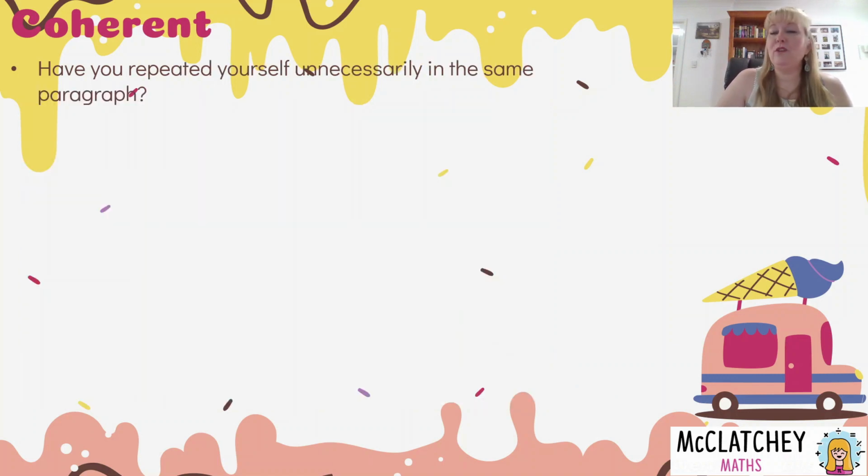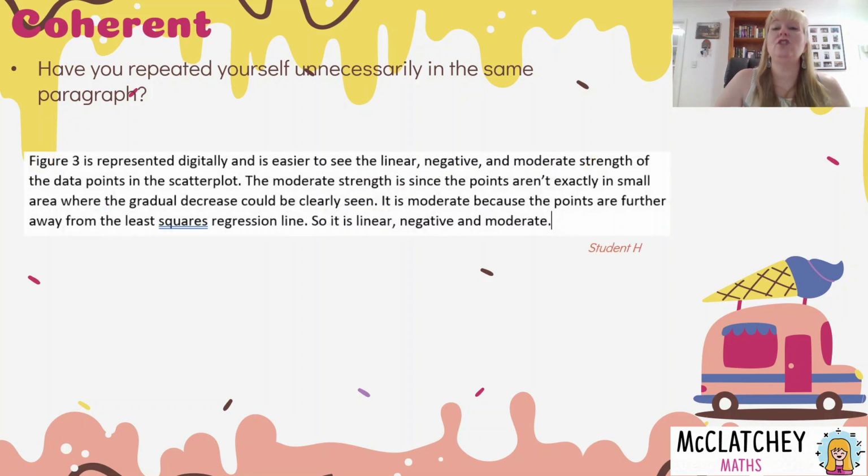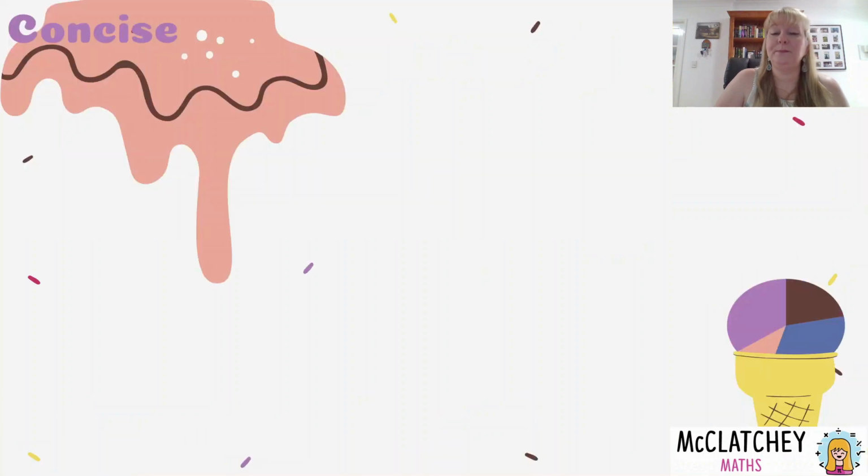Think about as well if you're repeating yourself unnecessarily in the same paragraph. Sometimes I see students are trying to elaborate and they're trying to justify and trying to document, but all they're doing is just repeating themselves in numerous different ways. So here we can see they've said from the middle of the paragraph, the moderate strength is since the points aren't exactly in a small area where the gradual decrease could be clearly seen. It is moderate because the points are further away. They've basically said that, and then so it's linear and moderate. Okay, so they've said it 3 times. Not necessary. Once would have been sufficient.